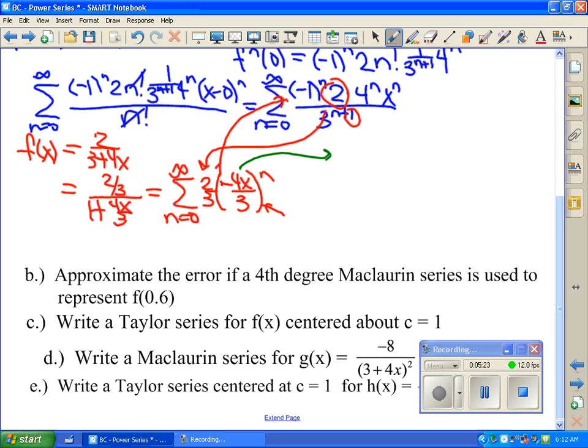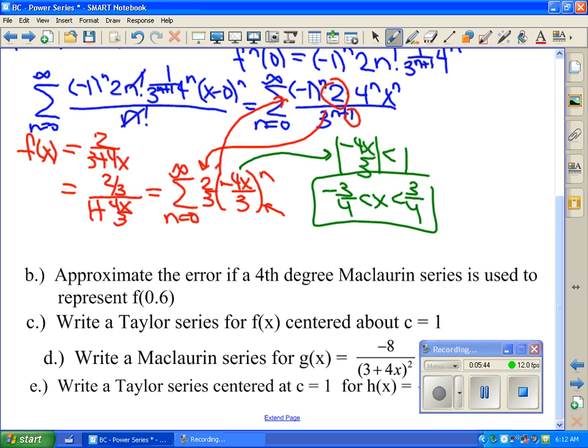The interval of convergence for this, because it is a geometric series, all we need to do is look at this ratio, absolute value of -4x over 3, and set it less than 1. We don't need to worry about when it equals 1, the endpoints, because it is a geometric series. So we already know it's going to diverge when the ratio is equal to 1. So solving this, you're going to get -3/4 is less than x is less than 3/4. So that's my interval of convergence for this.